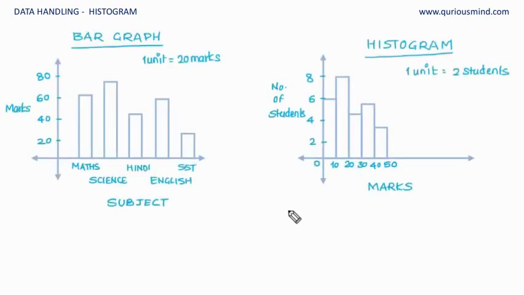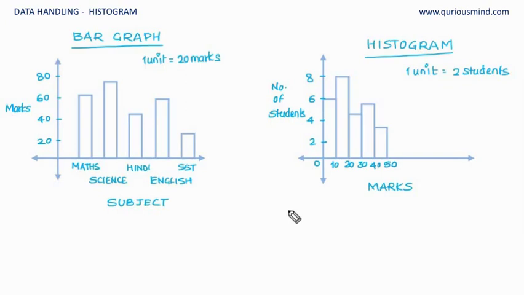Histogram has lots of similarities with single bar graph, but it also has a few differences with single bar graph. So let me draw a single bar graph and a histogram, and let's talk about the similarities as well as the differences between them. Here I have drawn one bar graph and one histogram. The bar graph shows the marks obtained by a single student in various subjects, whereas the histogram shows the marks obtained by all the students in the class as per the range.